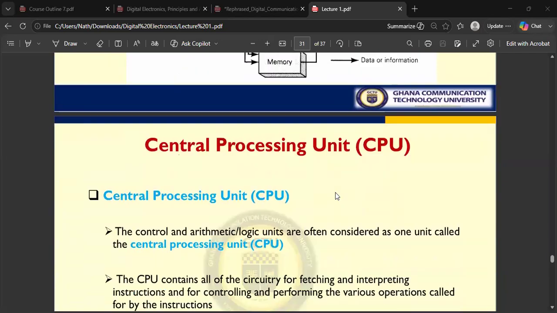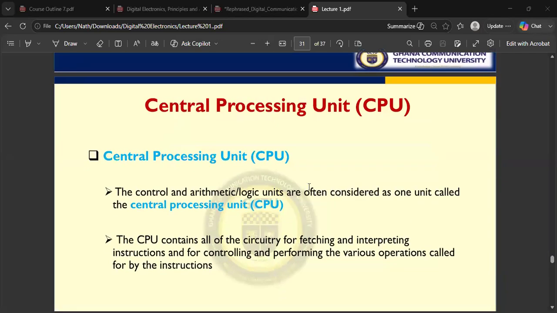So like I said, I've talked about the central processing unit already. The control and arithmetic logic unit are often considered as one unit called the central processing unit, right? So the central processing unit is made up of two units: the ALU, which is the arithmetic logic unit, and the control unit. I've explained the functions already for you.